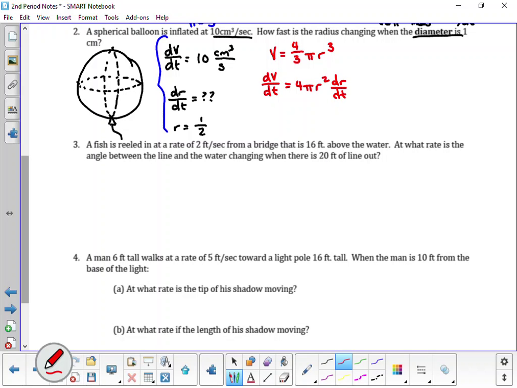Okay, and now we can plug in 10 for dV/dt, 1/2 in for r, and then we can solve for dr/dt. This one's easy. Let's go units. R is in centimeters, and T is in seconds. Okay?